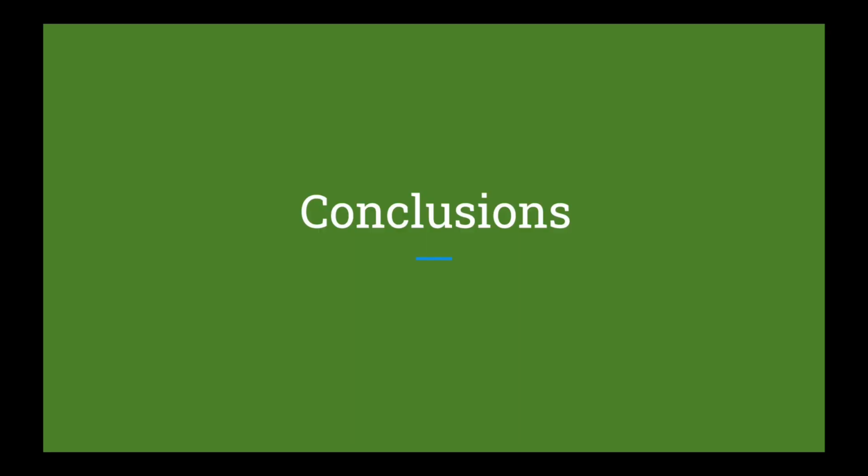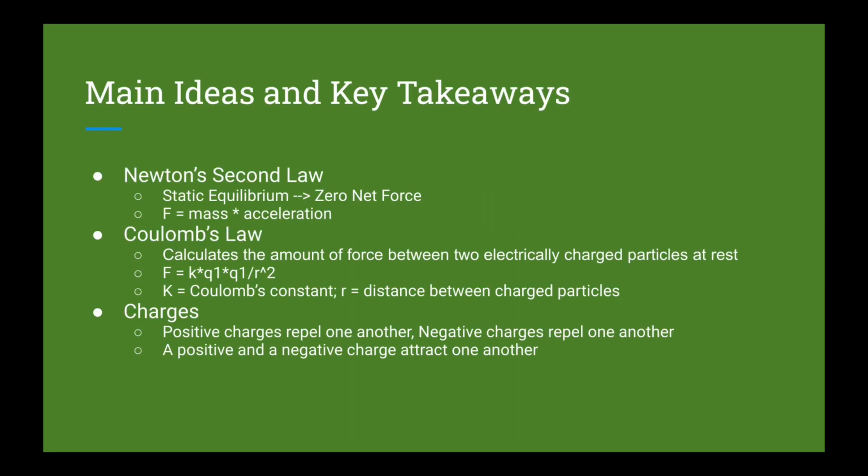Conclusions. Some main takeaways from this lab included the relation of Newton's second law and Coulomb's law, and the fact that the system was in equilibrium with 0 net force to calculate the charge on each piece of tape. We're also able to know that the charged tape was positive because positive charges repel one another, like negative charges repel one another, and a positive and a negative charge attract one another.